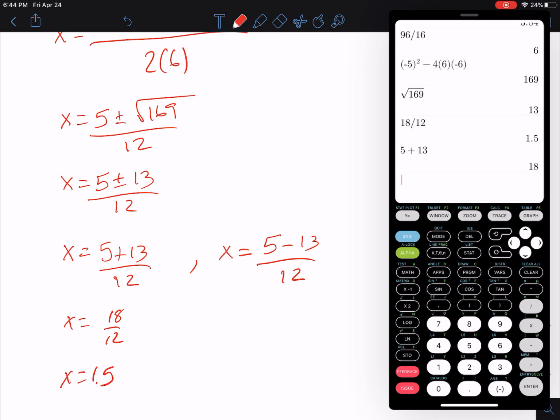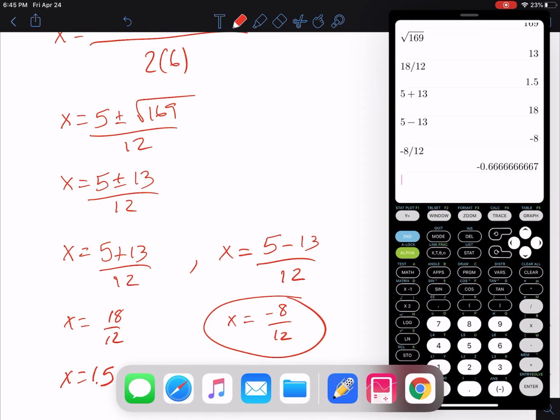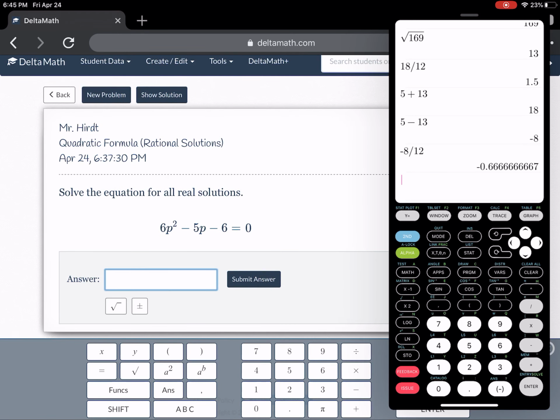5 minus 13 is negative 8. So when you get x equals negative 8 over 12, we're going to plug that into our calculator. And that we're going to leave probably as negative 8 over 12, because I don't want to have to try and plug negative 0.66666, where we know that 6 is going to repeat forever, into Delta Math. Okay, so now let's return to Delta Math and see how we are possibly going to plug this in.